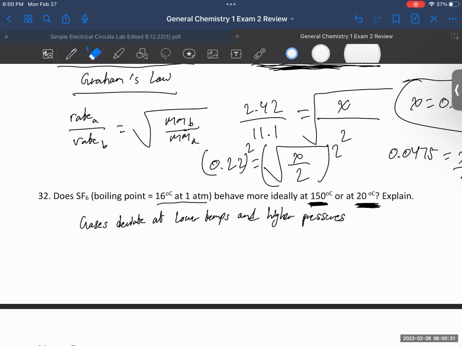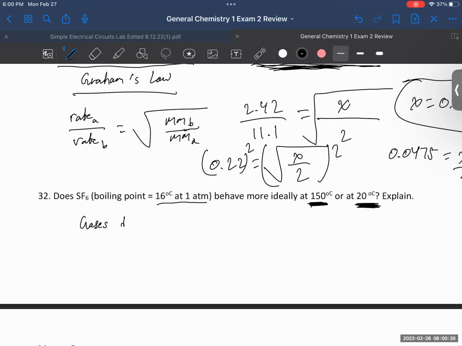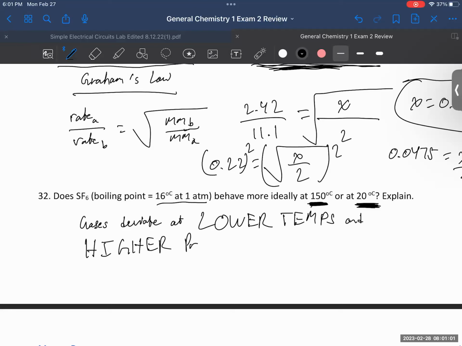Let's write a bit more. I've had that doctor handwriting from the get-go. So, deviate at, let me put this in all caps, LOWER TEMPS and HIGHER PRESSURES.